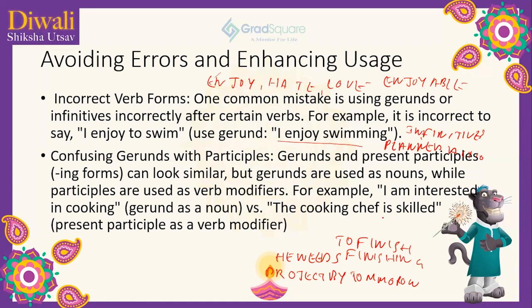Take a look at this sentence. It says, I am interested in cooking. Here the gerund is cooking, and it is used as a noun. But take a look at this sentence. It says, the cooking chef is skilled. Here cooking is a present participle. It is a verb modifier. So we should never confuse gerunds with present participles. These two differ in their functions. So keep that also in mind.